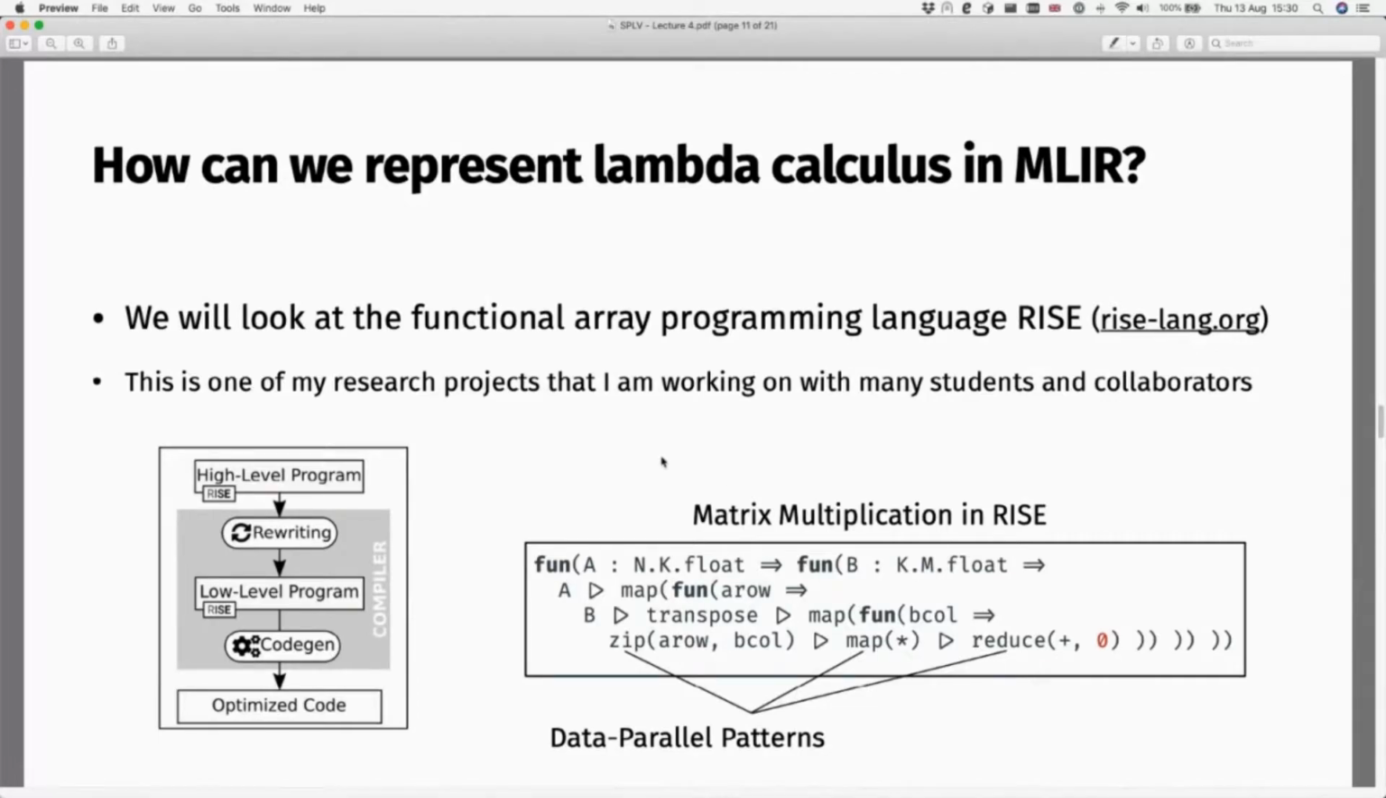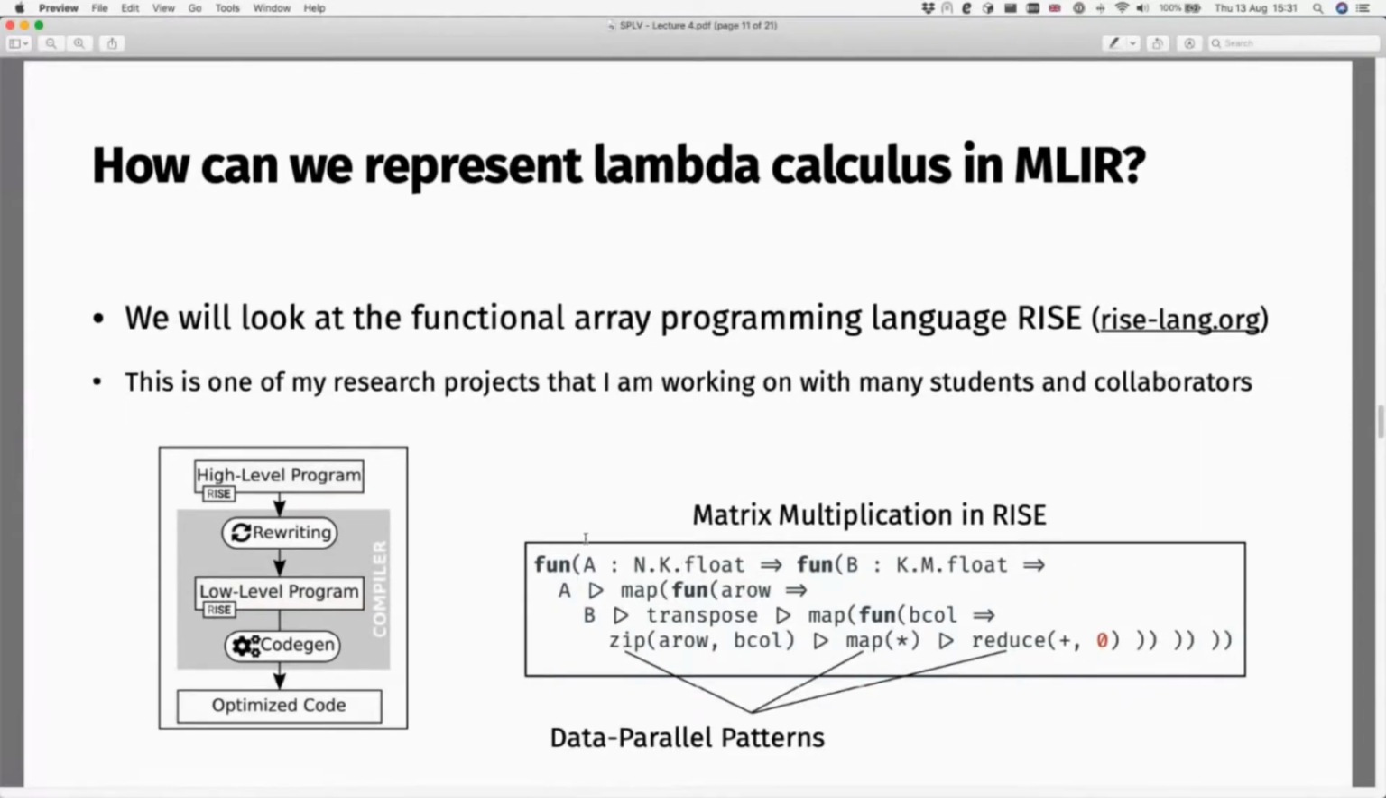Okay, so this RISE project has an idea that you start with a high level program like the one here on the right, okay, where we have data parallel computational patterns, so something like MapReduce. MapReduce and zip are the ones used here to describe computations over arrays, okay? And I'm going to write these arrays by writing a dot in between the size of the array and the last bit here is the underlying data type. So this is an n times k array of float values, so a 2D matrix, okay?